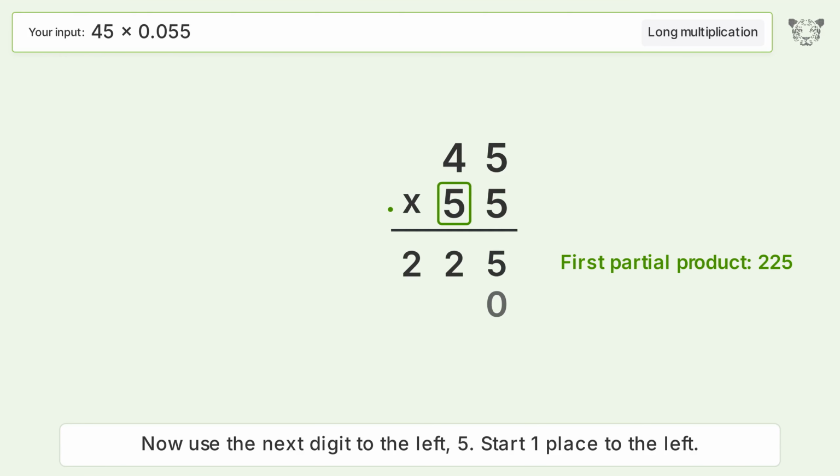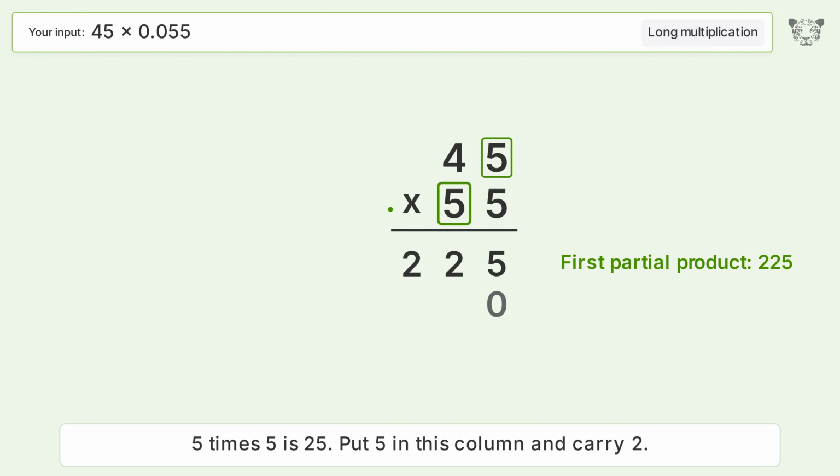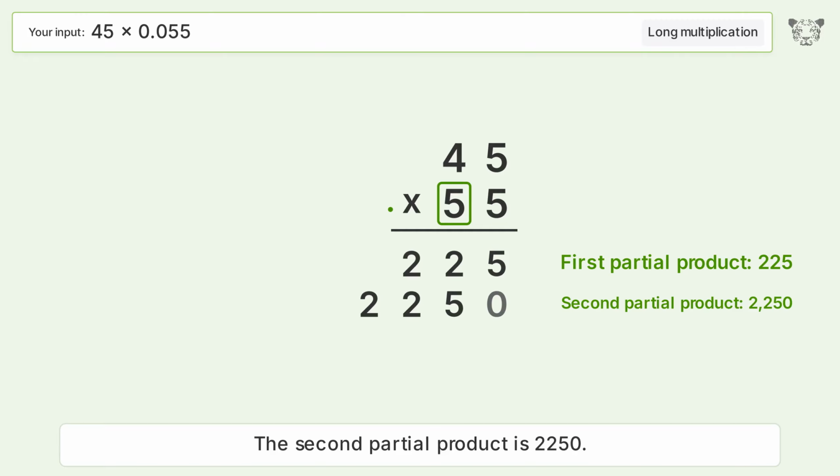Now use the next digit to the left, 5. Start one place to the left. 5 times 5 is 25. Put 5 in this column and carry 2. 5 times 4 plus the carried 2 is 22. The second partial product is 2,250.